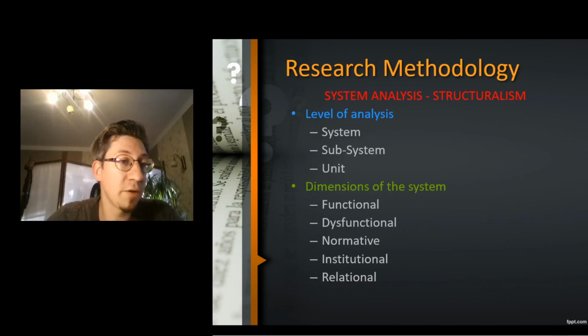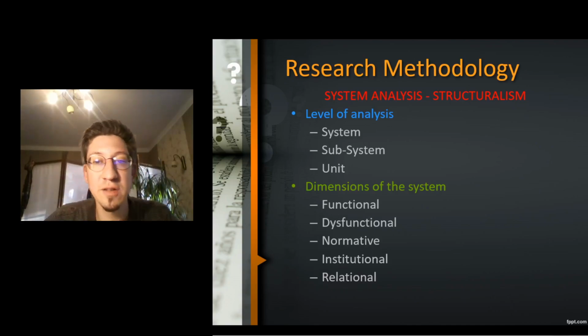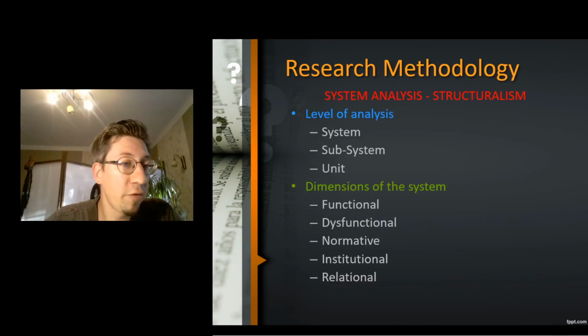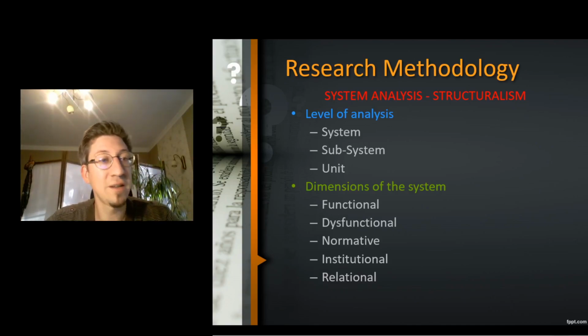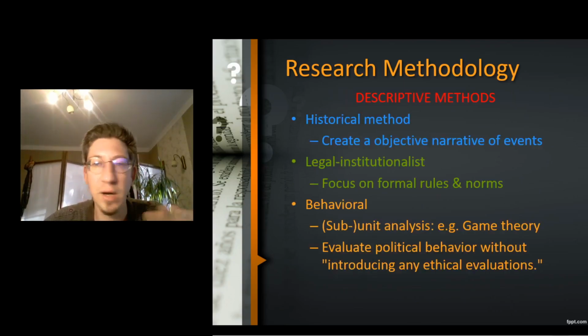The functional elements, so which elements or which dimensions contribute and keep a system intact, which dysfunctional dimensions or elements break down the system. How is this normative? So in what regard can the system be applied to different phenomena and so on? Institutional elements, relational elements. So there are different ways of analyzing structures. So that's all I'm going to say about this, just to highlight different methods and the different approaches.